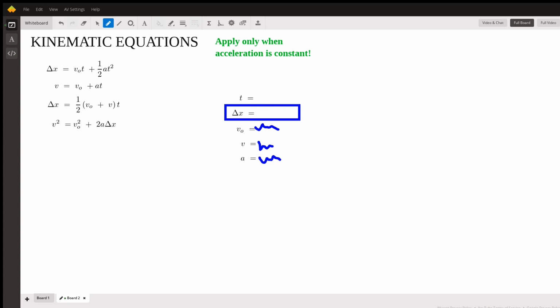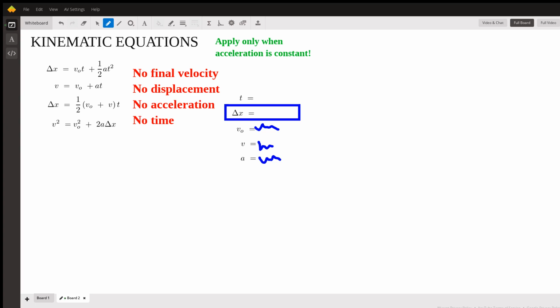I might be missing time, or I might have all the information. It doesn't really matter. If I'm missing something, that's actually okay, because each of these equations is missing something, and we can use that missing piece as the key to figure out which equation to use. For instance, this first equation has no final velocity. It has the initial velocity, but v by itself does not show up. The second equation has no displacement. Delta x does not show up. The third is missing the acceleration. And the fourth has no time involved.